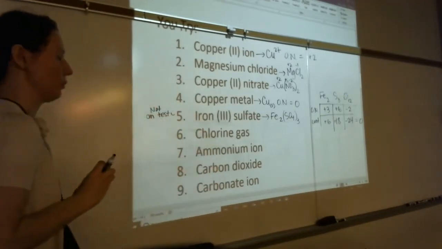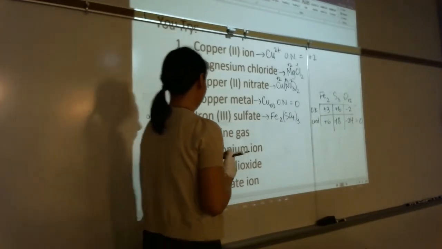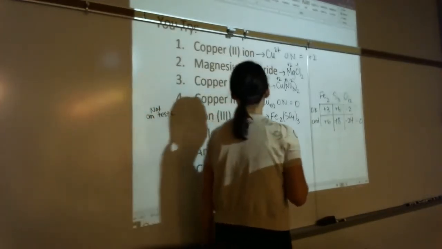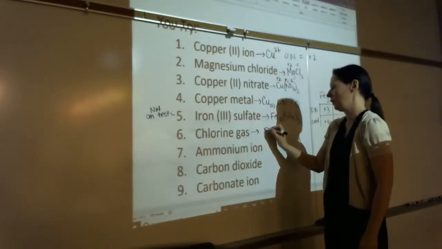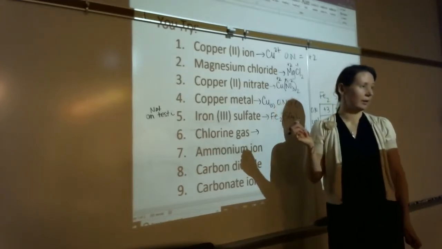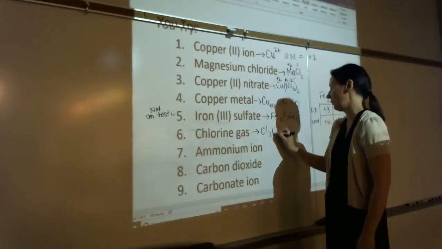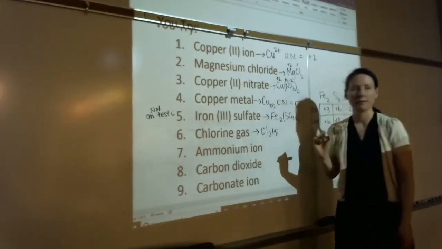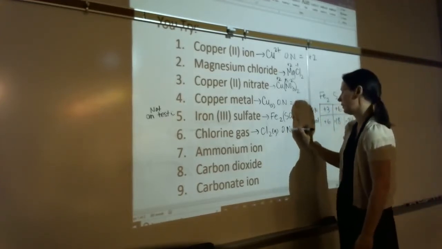Sulfur in sulfate is +6, but I forgot that you wouldn't know that off the top of your head. My mistake there. Okay, chlorine gas has the formula what? Is chlorine gas monatomic or diatomic? It's diatomic, right? Is that a pure element in its most stable form? Yes, so its oxidation number is 0.